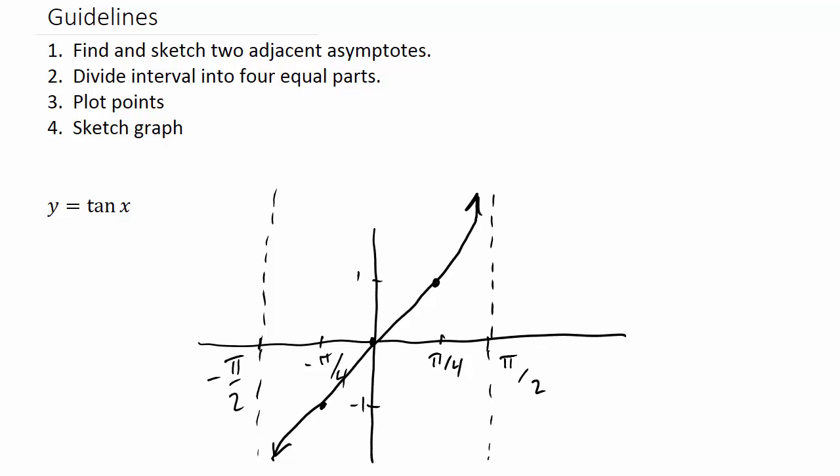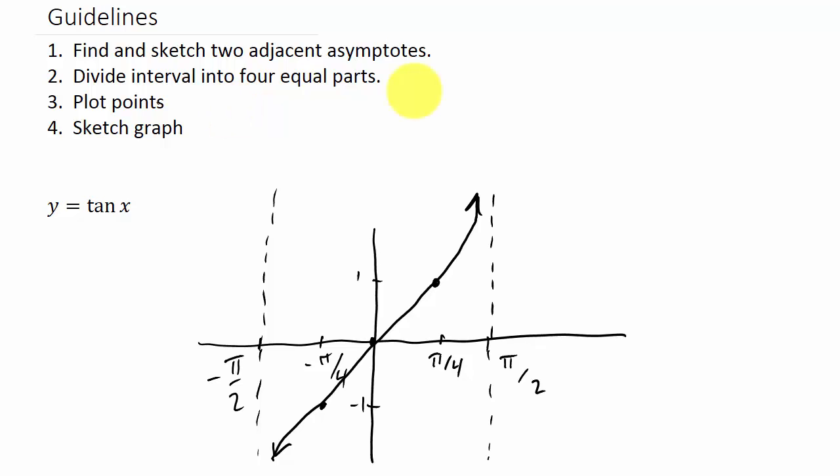Alright, in this video, let's take a look at graphing the tangent function. Some guidelines that we go by: we find and sketch two adjacent asymptotes, we divide the interval into four equal parts, plot the points, and then sketch the graph.